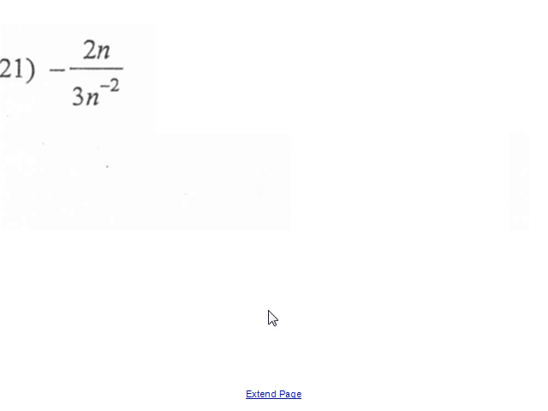Continuing on. This time I've got a negative sign, otherwise what I had looks a lot like the last slide, except for this fact. I also have a negative exponent. Once again, I'm going to separate numbers from variables. I've got negative 2/3 on the left. On the right, I've got n to the first over n to the negative 2.